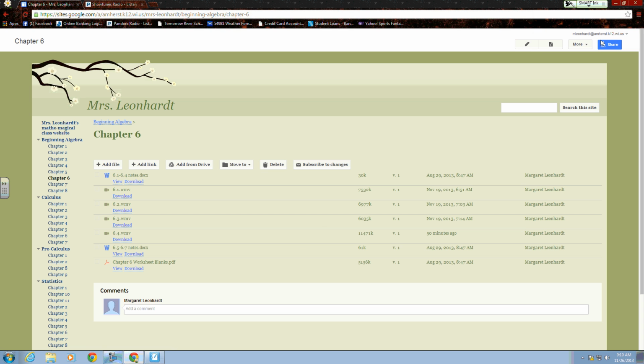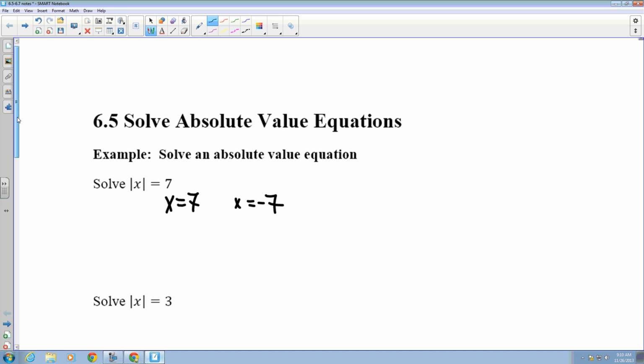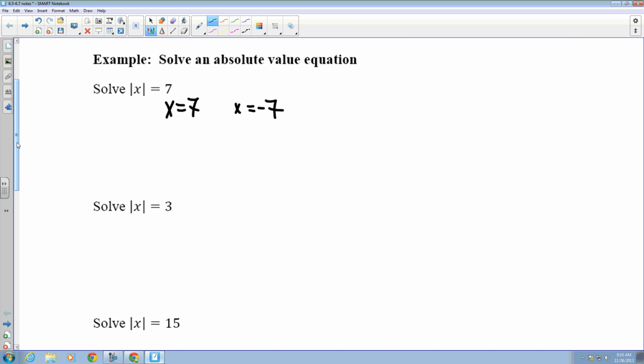Okay, we are going to be doing section 6.5, solving absolute value equations. So if we have the absolute value of x equals 7, we're going to have x equals 7 and x equals negative 7. You're always going to take whatever is in the absolute value and set it equal to the positive and negative of what's on the outside of the equal sign.